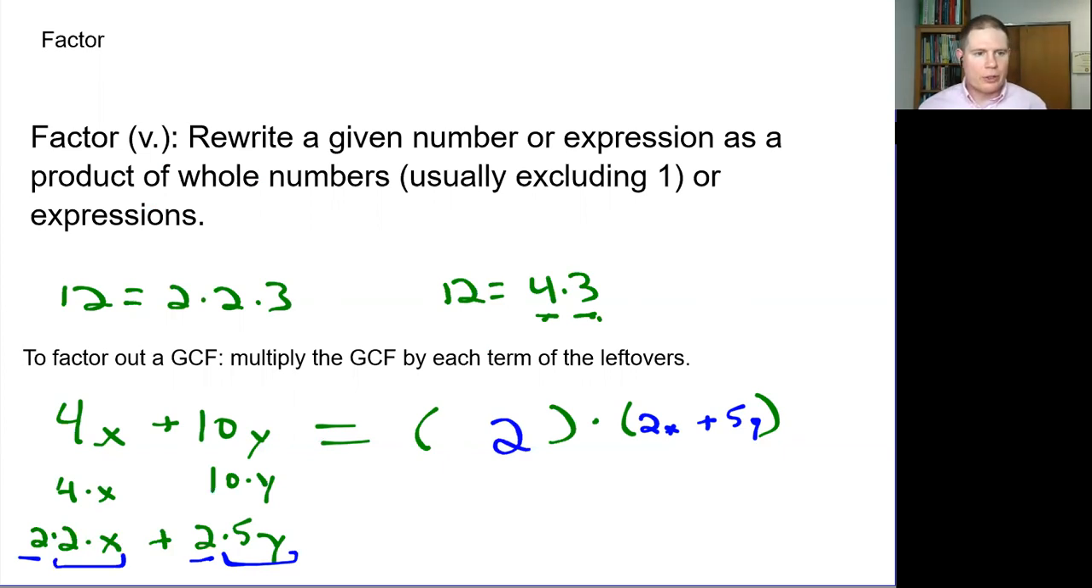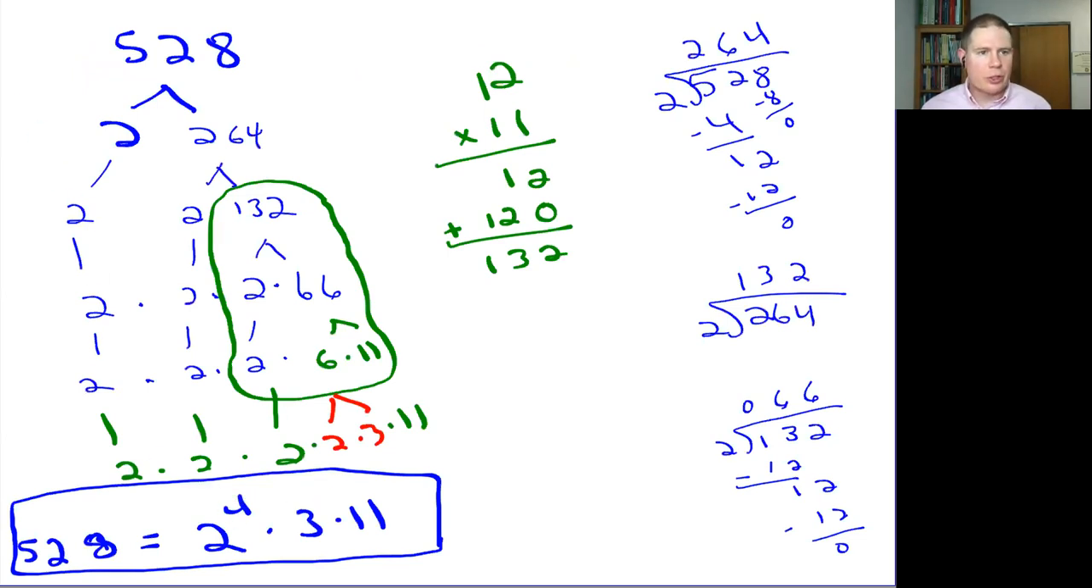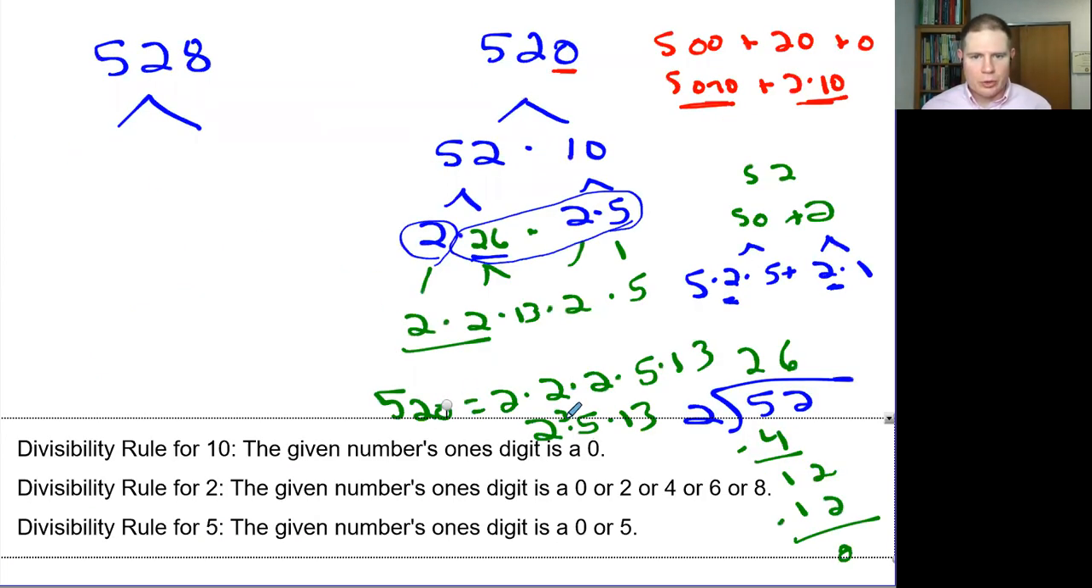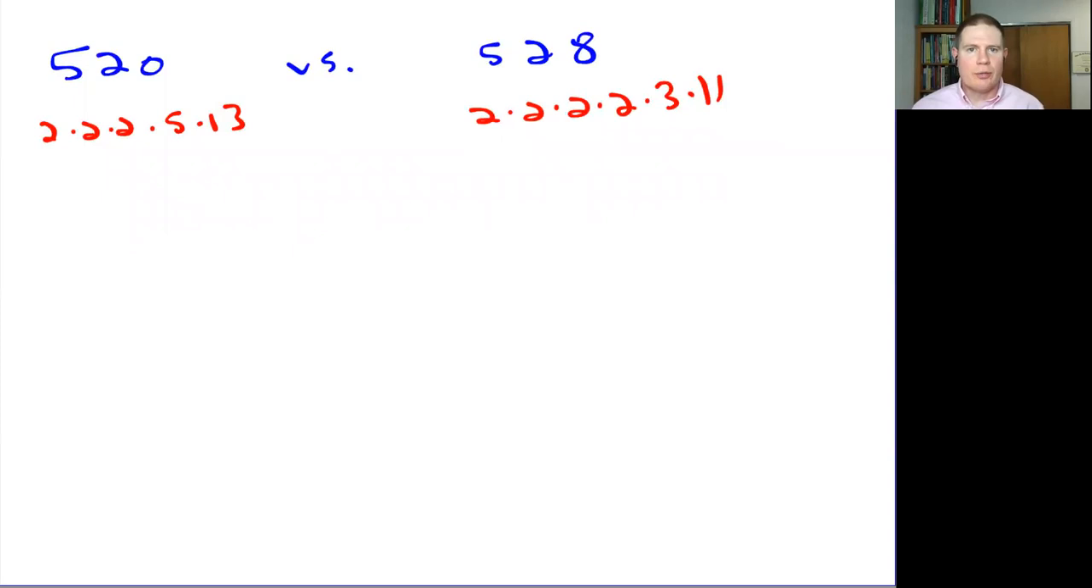So let's bring in some old friend numbers and see this in practice. So we earlier had looked at an example of 520 and 528. And we saw that the factors of 520 were, I honestly don't remember. So 528, I've got 4 2s, a 3, and 11. Then 520 was 3 2s, a 5, and a 13. Okay, so I've got 3 2s, a 5, and a 13 versus 4 2s, a 3, and an 11. So we saw that their GCF was these 3 2s. And so this other part is what's left here.